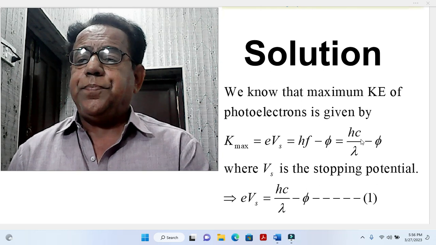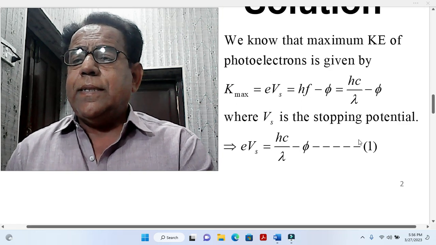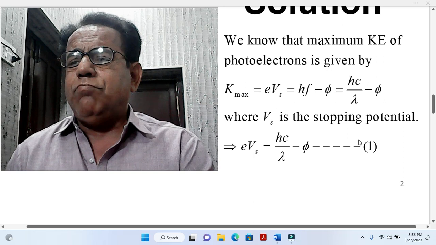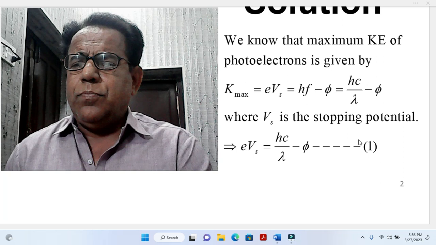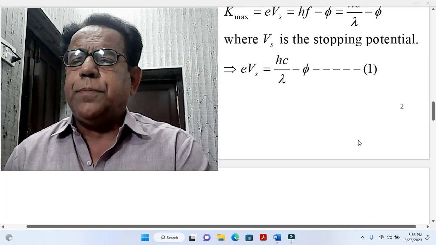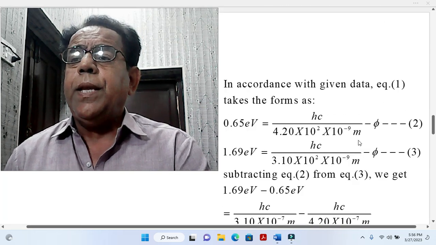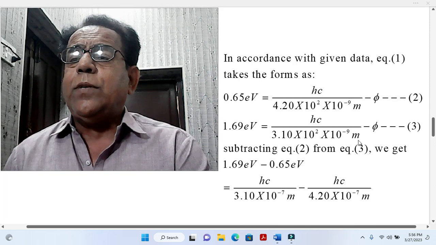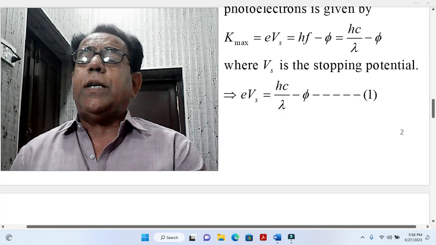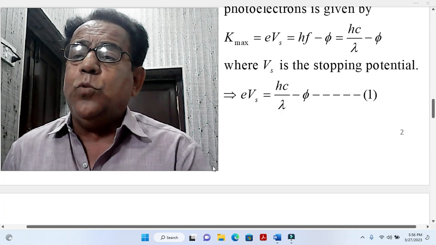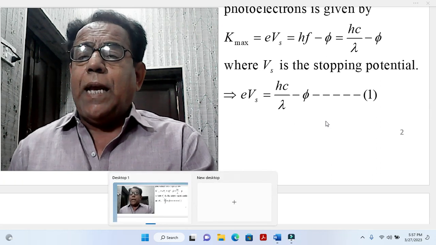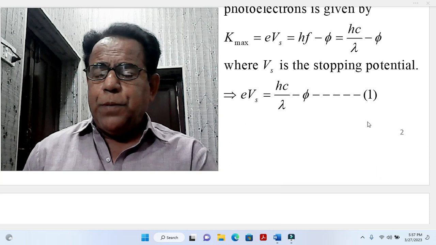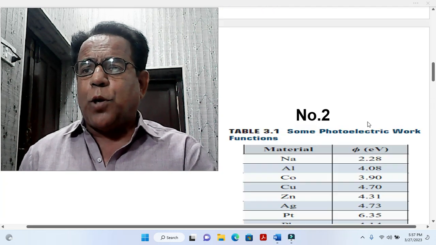This is just a rearrangement or reproduction of the above equation in a relatively short manner. Now in accordance with the given data, equation number 1 takes the form as follows. Dear students, in this equation which values have been given? Actually we have been provided with two sets in the problem statement.